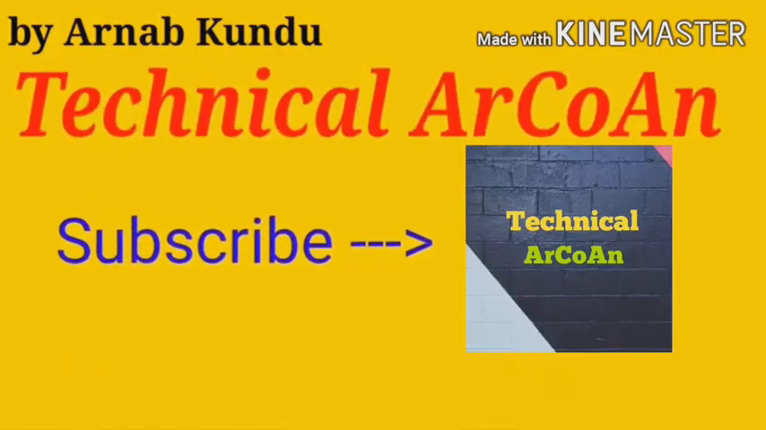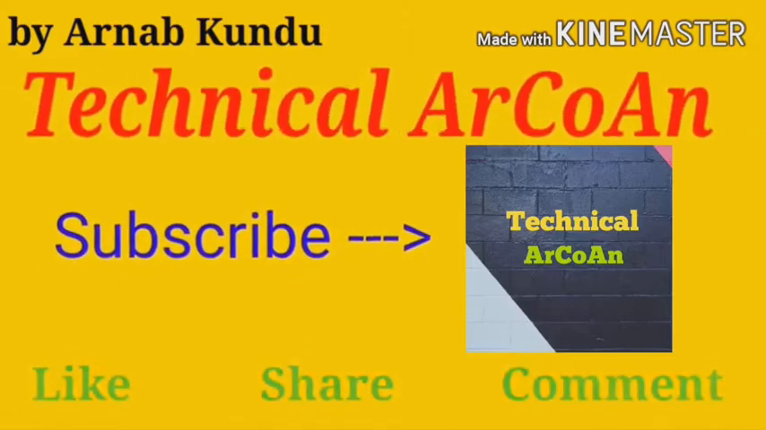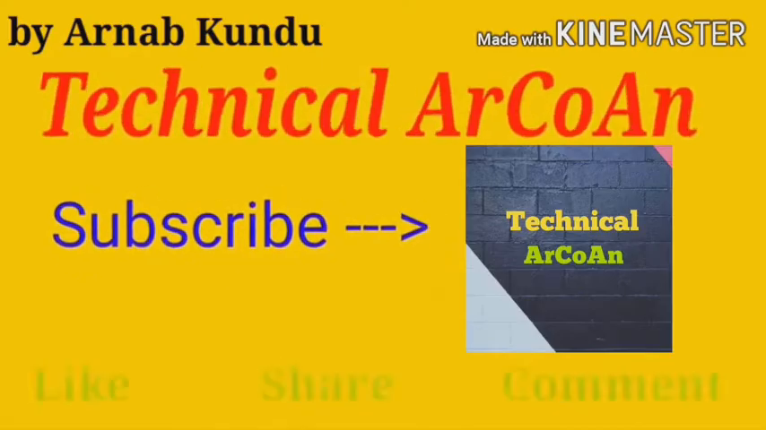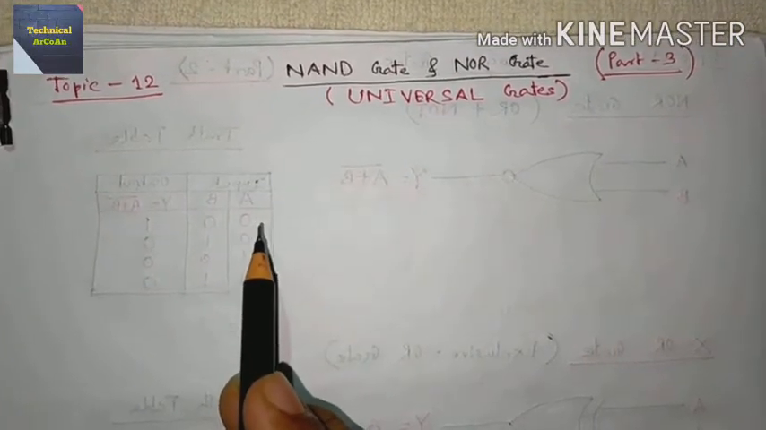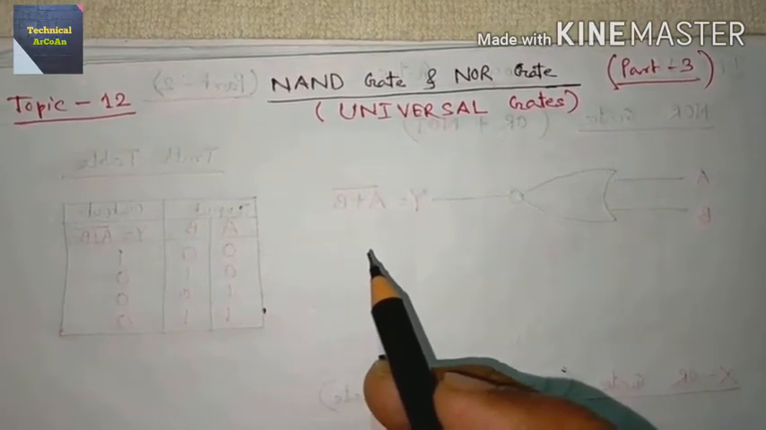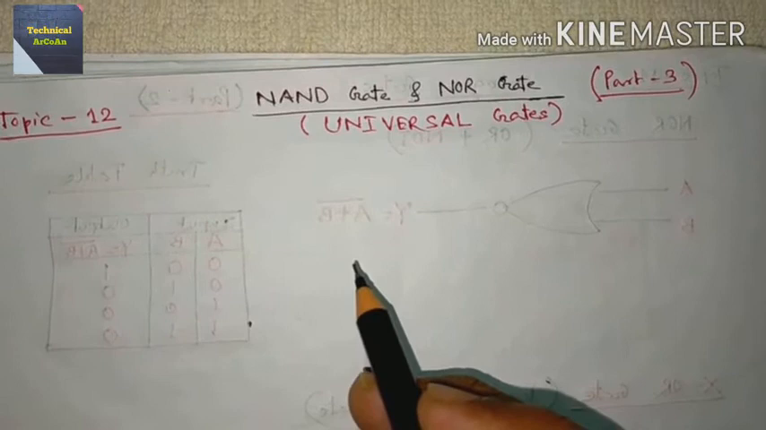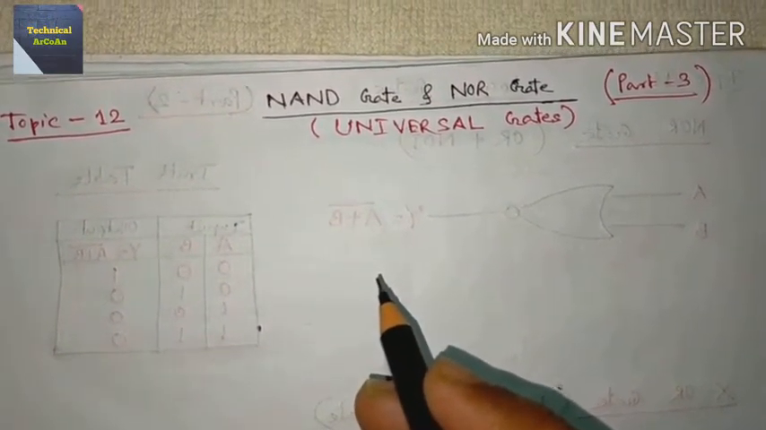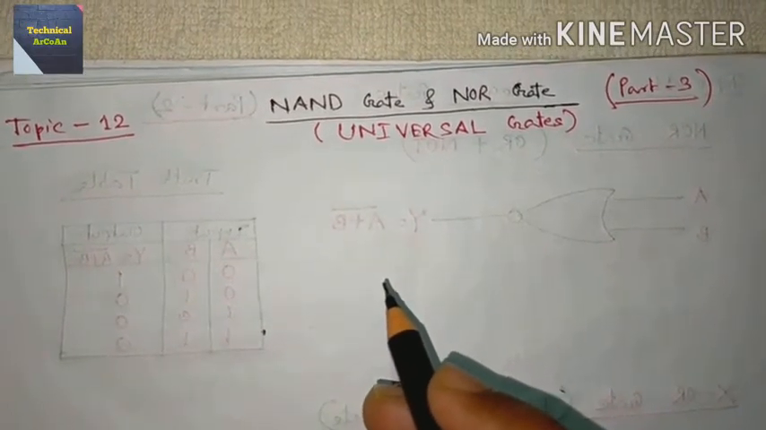Today's topic: NAND gate and NOR gate, which are universal gates. Okay, so go for it. Now today's topic is universal gates. NAND gate and NOR gates are known as universal gates because using these gates we can build basic logic gates like AND gate, OR gate and NOT gate.